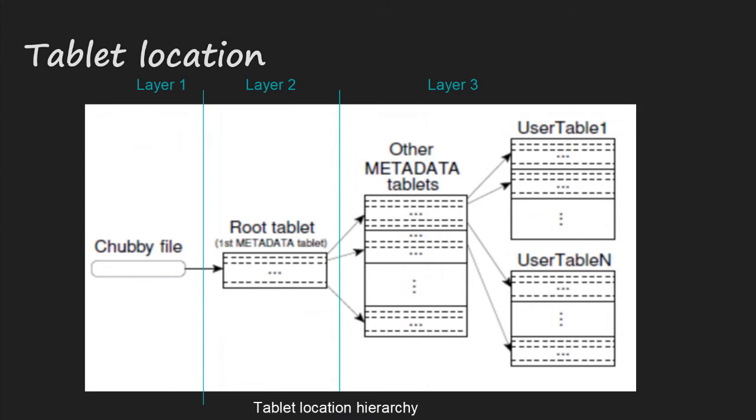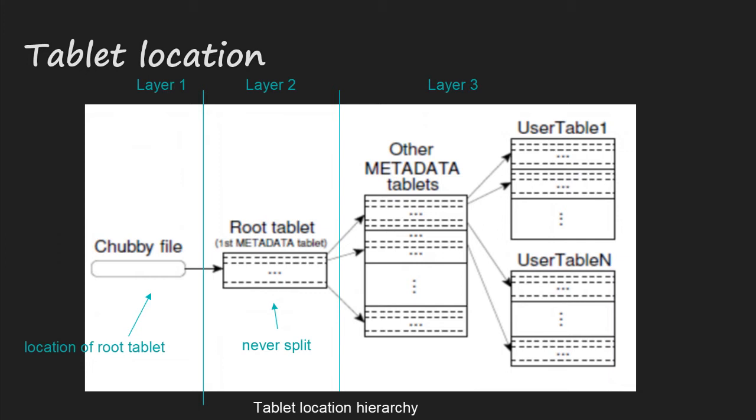Before assigning a tablet, the master needs to get tablet location information. Bigtable uses a 3-level hierarchy to store them. The first level is a file in Chubby, which has the location of the root tablet. The root tablet is located in the second level. However, in order to guarantee the 3-level structure, the root tablet never splits. The third level is the other metadata tablets.